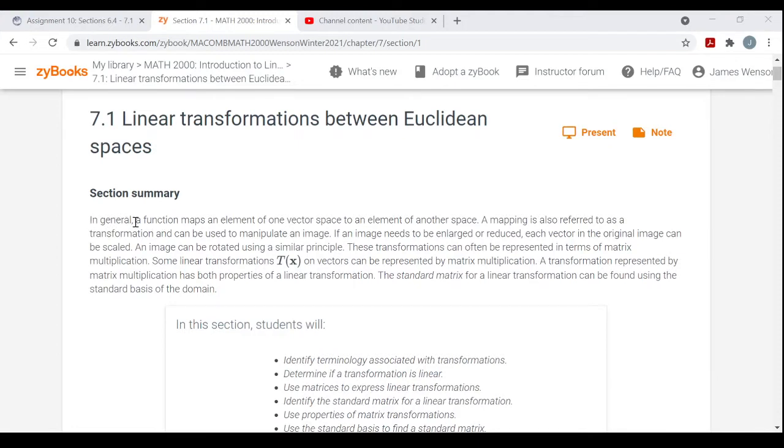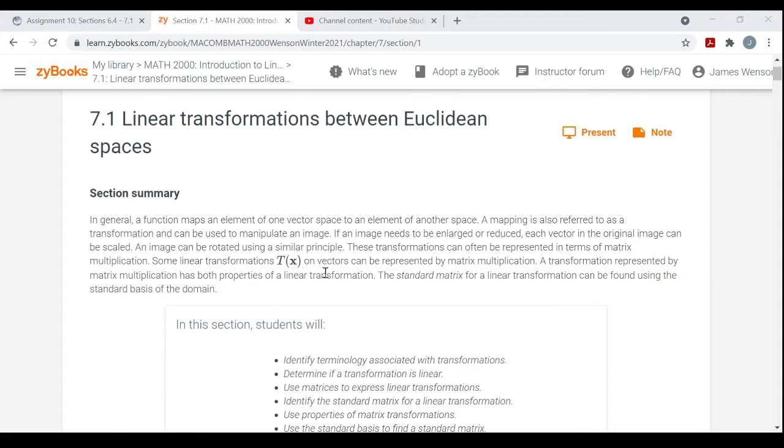So remember, in general, a function maps an element of one vector space to an element of another vector space. A mapping is also referred to as a transformation and can be used to manipulate an image. If an image needs to be enlarged or reduced, each vector in the original image can be scaled. An image can be rotated using a similar principle. These transformations, rotation, scaling, whatever, can often be represented in terms of matrix multiplication. Linear transformations, again, they're functions, so they'll be given names like functions, see like T of x here. Remember like f of x from algebra, very similar. But now my input is a vector instead of just a single number.